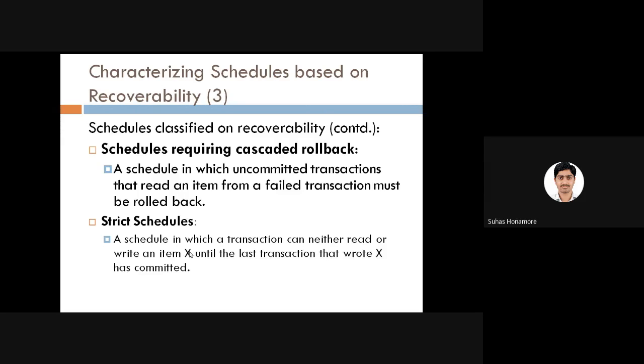Consider that T1 transaction. It should not read or write item X until the last transaction that wrote X has committed. Suppose T2 is writing the item X. Until T2 commits, T1 should not read or write that item X. It's a strict schedule, we are saying.